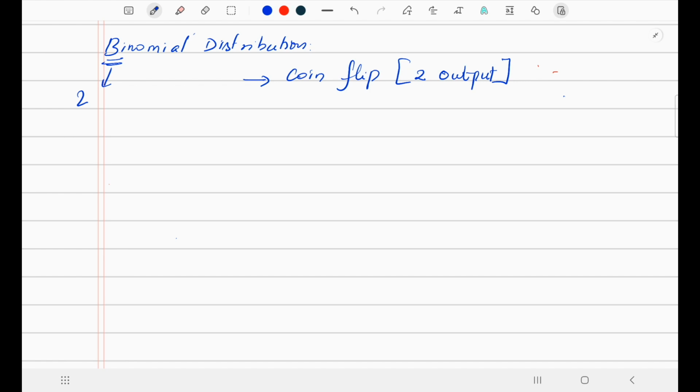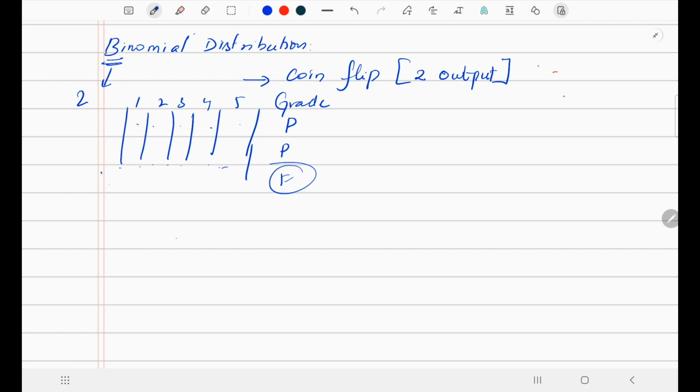So this means I can have several marks for several subjects: subject number 1, subject number 2, subject number 3, subject number 4, subject number 5. I have some marks for each subject, and finally I calculate the grade. Finally I calculate whether the student has passed or failed. So the output is 2 things. First student passed, second student passed, third student failed. Okay, so based on the several input features, I can say the output falls in only 2 categories, pass or fail. So this type of outcome is called a binomial distribution.